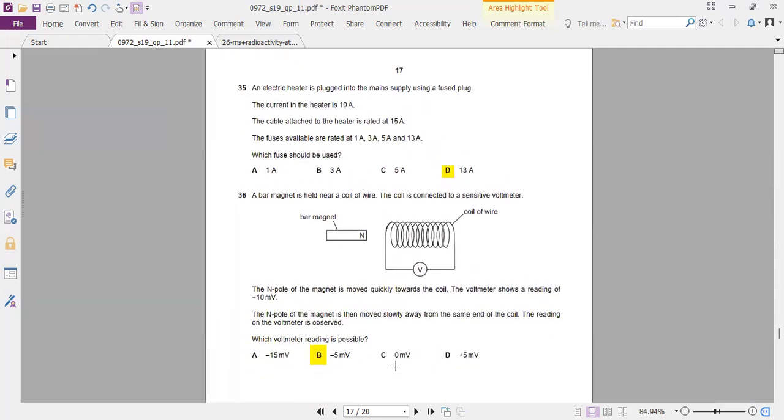So in this one, if the voltmeter shows 10 millivolts for a quick movement towards it, now when you move it slowly, the voltage should go down, and in the opposite direction the voltage should reverse, change direction. So plus and minus, you are looking for this one.